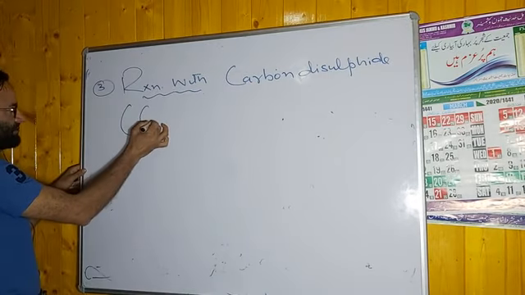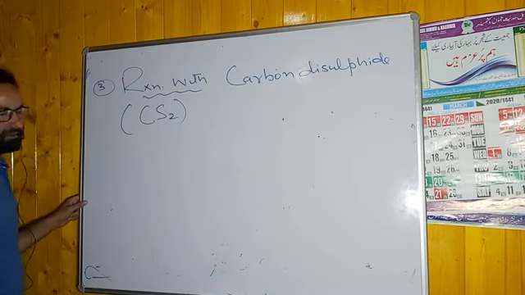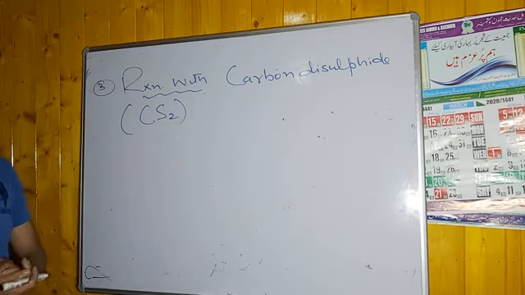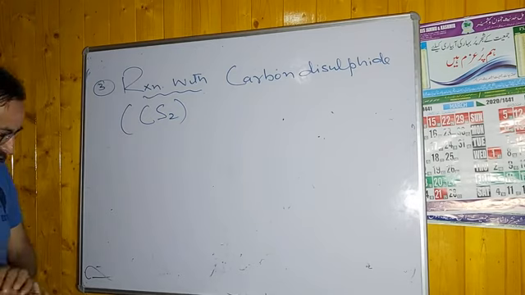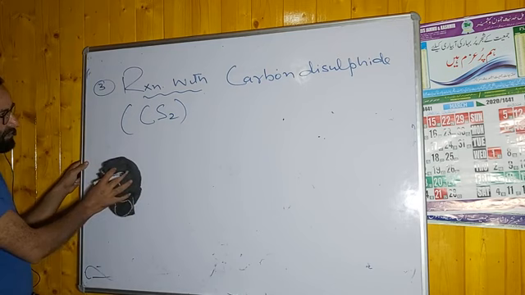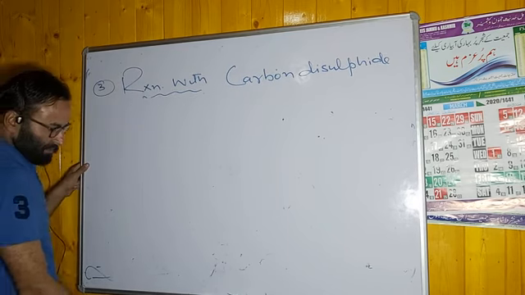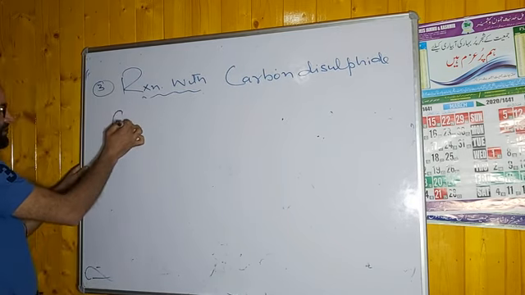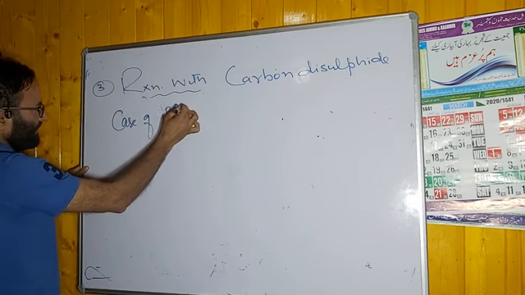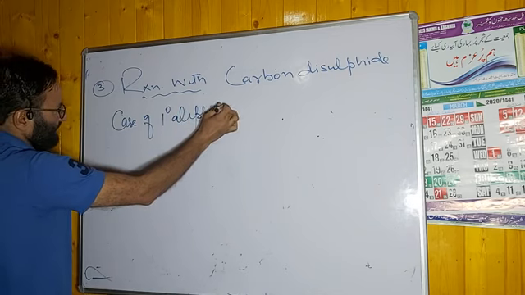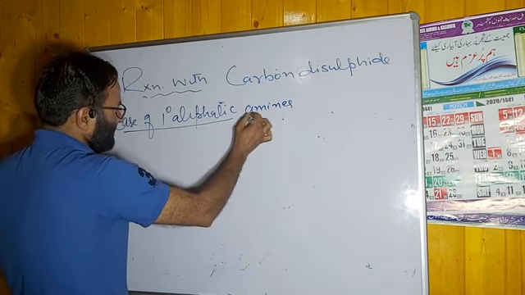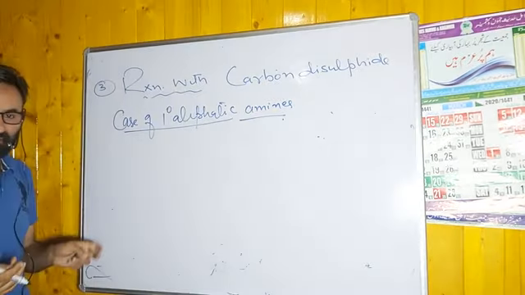Remember this point. This is the third reaction, with CS2, carbon disulfide. We will see what happens in this reaction. We take the first case of 1 degree amine. I will mention here the case of 1 degree aliphatic amines. In the same way, you have to discuss the case of 1 degree aromatic amines.